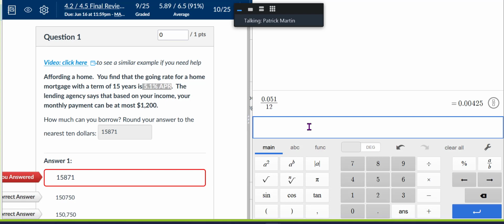So that's our R. Now for our T, we take our 15 years, and there's 12 months in a year, so 15 times 12, and that's 180 payments over the 15 years. So we're paying back the home over 15 years. The monthly payment is 1,200. So we've got to get our formulas here.